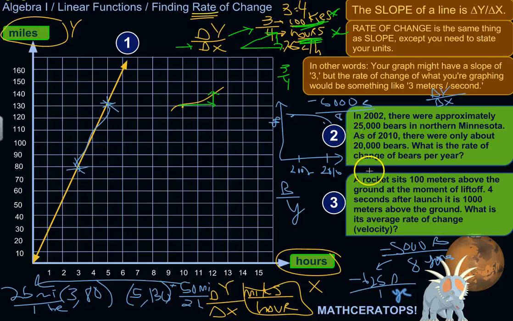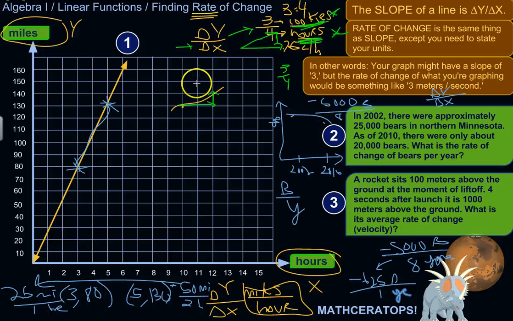All right, let's look at one more example. A rocket sits 100 meters above the ground at the moment of liftoff. 4 seconds after launch, it is 1,000 meters above the ground. What is its average rate of change? Which we would call velocity in this case.